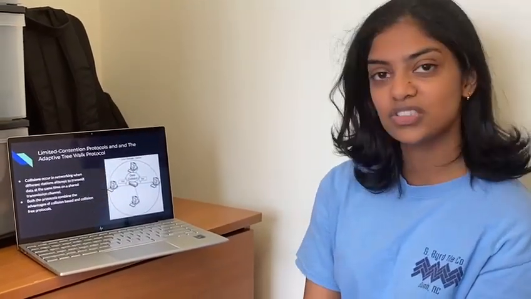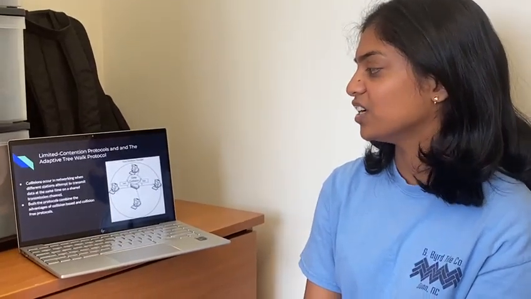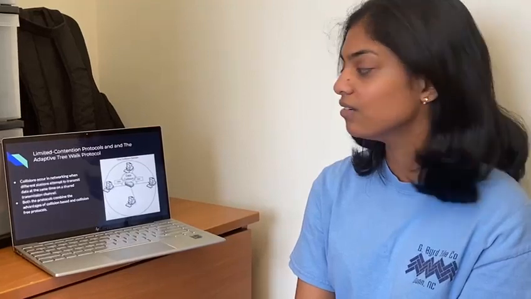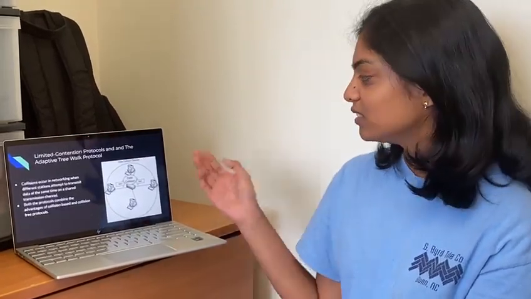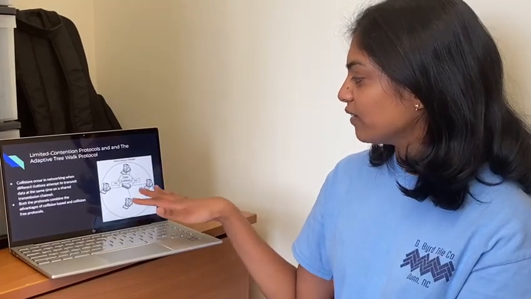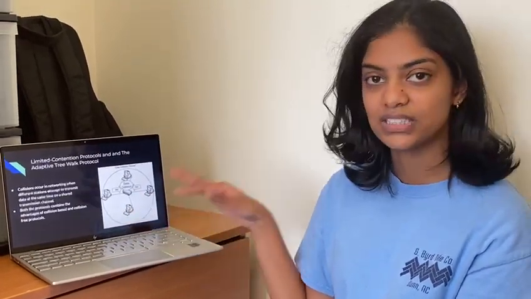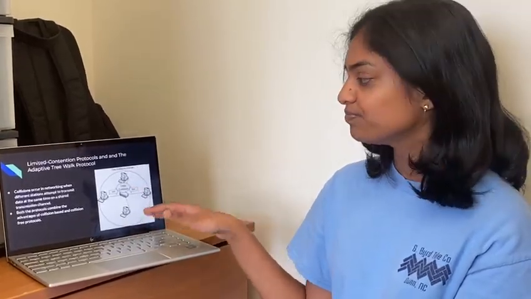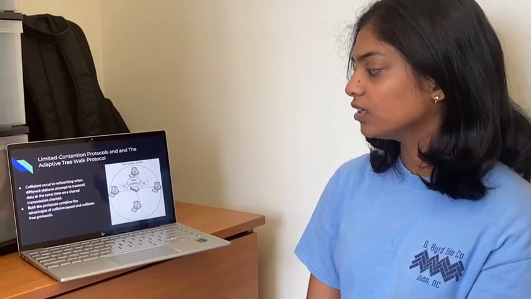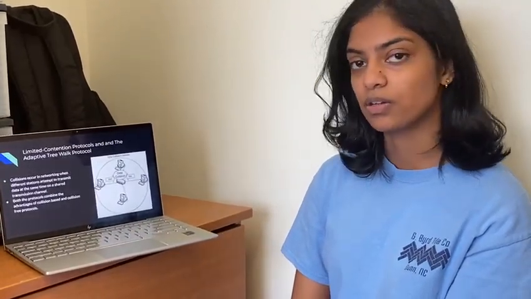Before I get started on these two protocols, we know that collisions in networking occur when different stations attempt to transmit data at the same time on a shared transmission channel. As you can see in this picture, we have two different computers and they're both trying to transmit data at the same time, which is why a data collision occurs. Both protocols combine the advantages of collision-based and collision-free protocols.